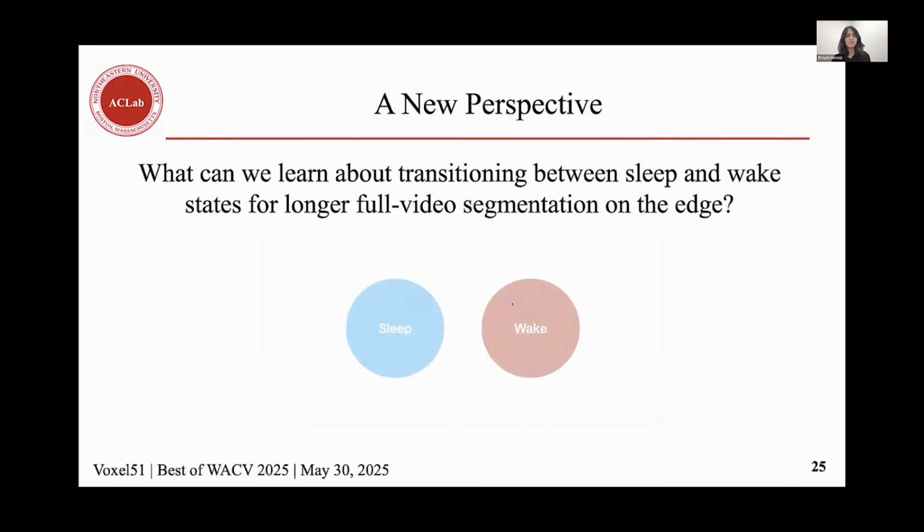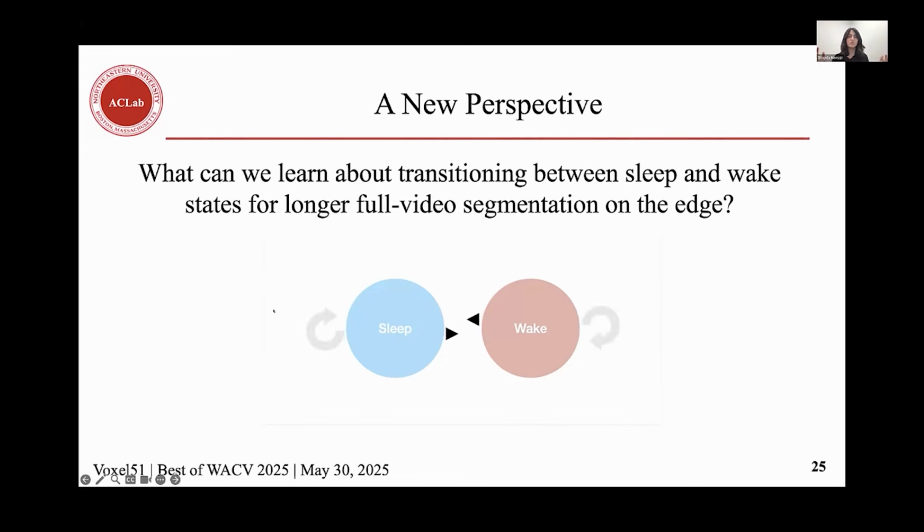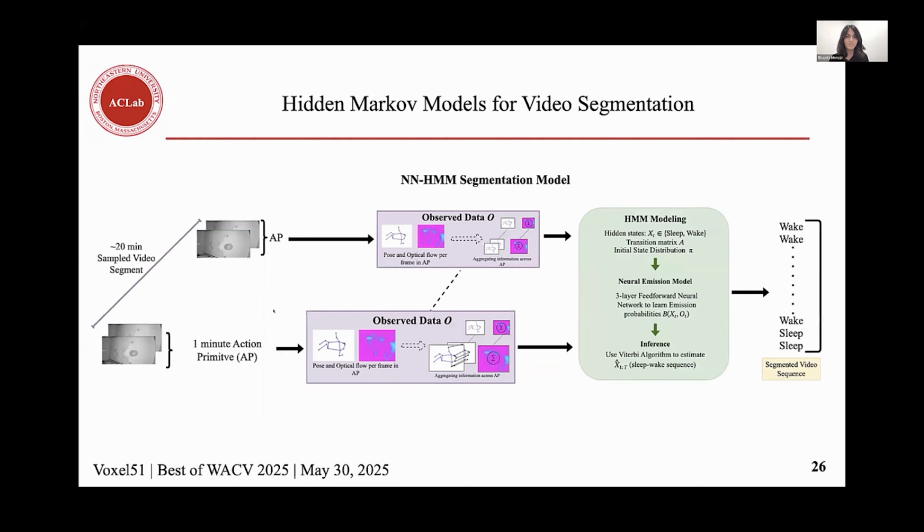So we then come into this with a new perspective. What can we learn about transitioning between sleep and wake states for longer full video segmentation on the edge? We have our sleep state and our wake state in this case, but this can really generalize to a much larger space of actions that humans are capable of. If I'm sitting here, then I want to pick up my phone and then read, but if I continue this for an hour, how can I learn to temporally segment this through a longer video rather than just a few minutes or 30 seconds, say.